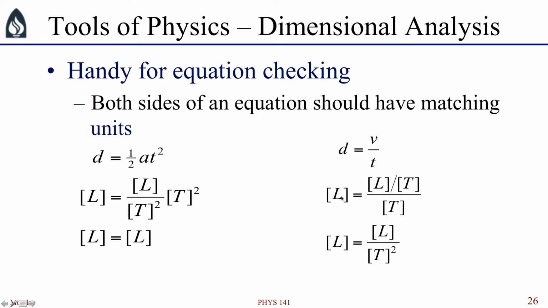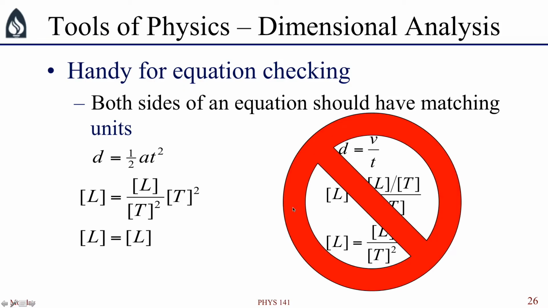Now over here we have an equation that suggests that distance is equal to velocity over time. Distance has units of length. Velocity has units of length over time, like miles per hour, and time has units of time. If we simplify this equation, we get length over time squared, and that's equal to length. No, the units don't seem to match at all. And so this equation is definitely incorrect.